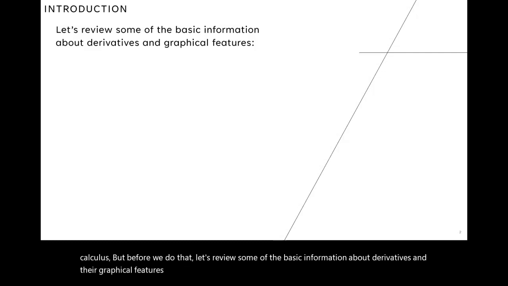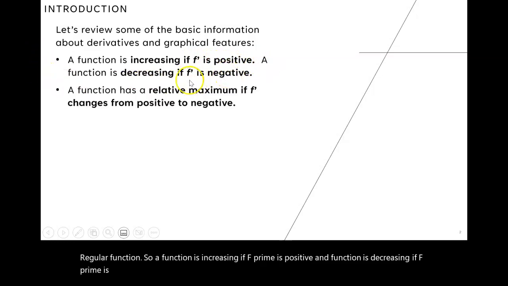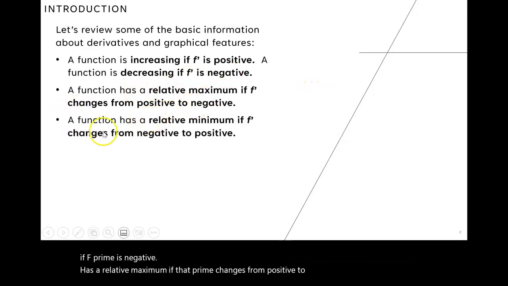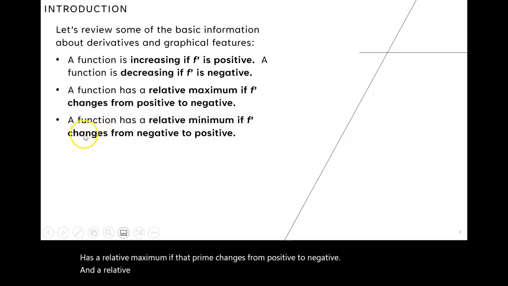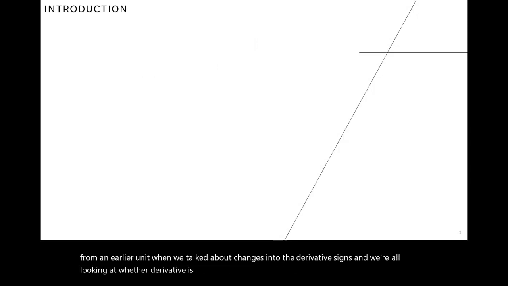that the derivative uses to describe the regular function. So a function is increasing if f prime is positive, and a function is decreasing if f prime is negative. It has a relative maximum if f prime changes from positive to negative, and a relative minimum if the derivative changes from negative to positive. All right, so this is all from an earlier unit when we talked about changes in the derivative signs, and we're all looking at whether the derivative is positive or negative, etc.